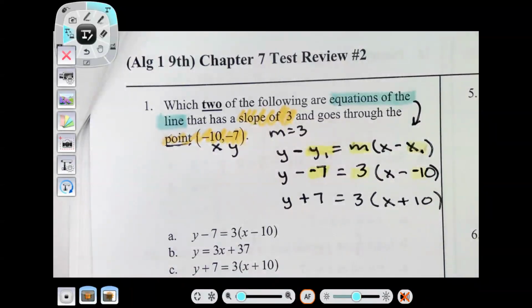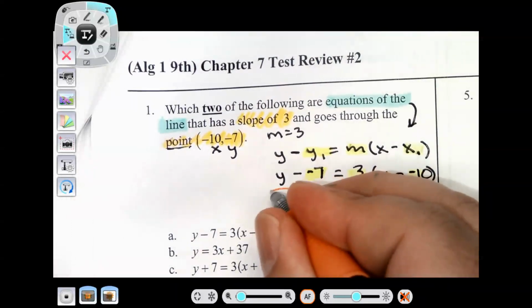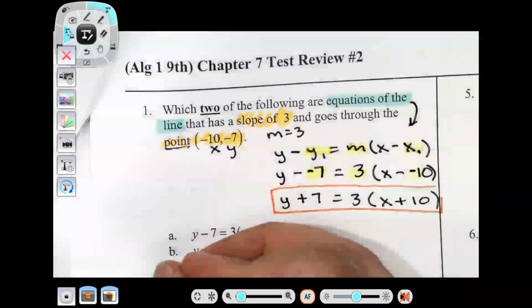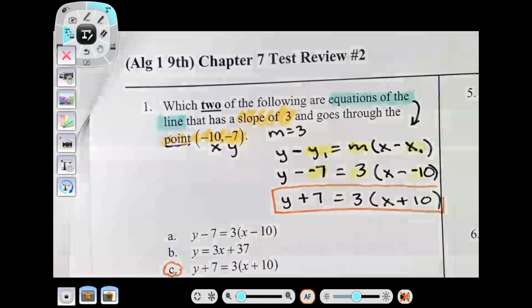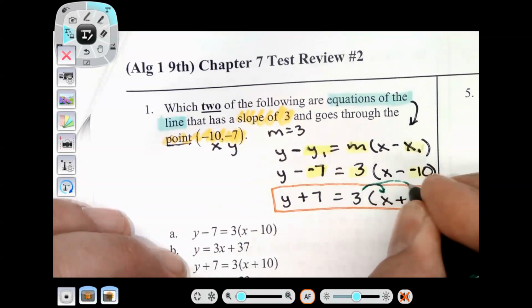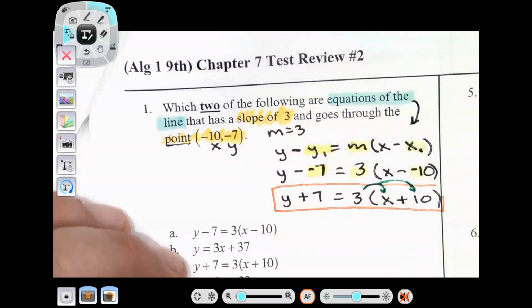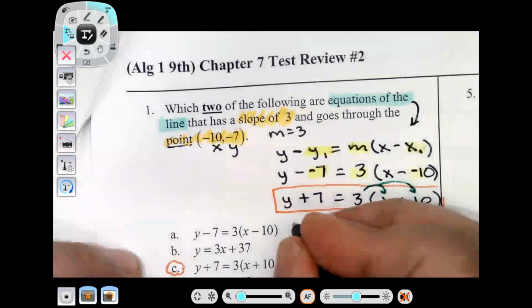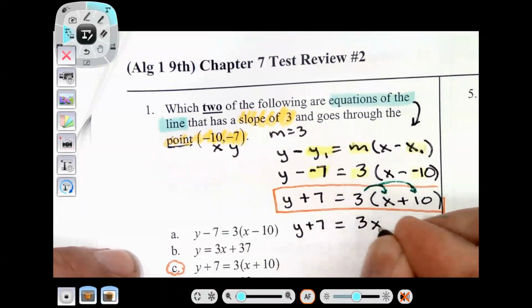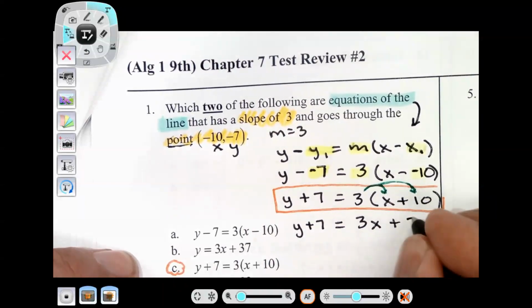Now, they did say choose 2 equations that match, so I like to pause here for a moment. This is what point slope looks like, and if you look carefully, it's letter C. So we already matched up one of our answers. But that doesn't mean we're done, because we can keep going with this, and when we have a parentheses, then all that means is we're going to distribute, aka multiply in. So we end up with y plus 7 is equal to 3 times x is 3x. 3 times 10 is 30.